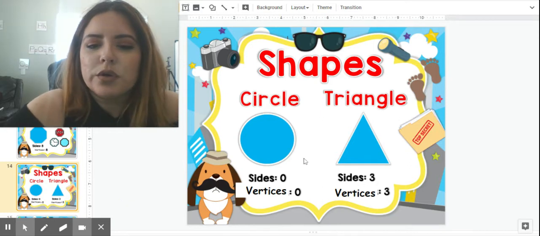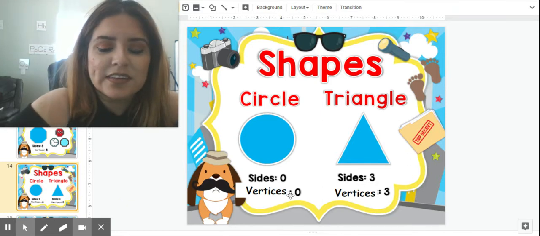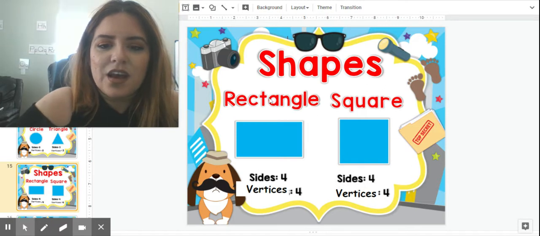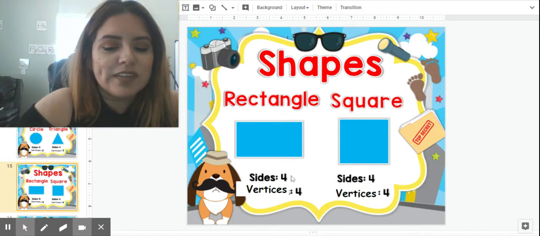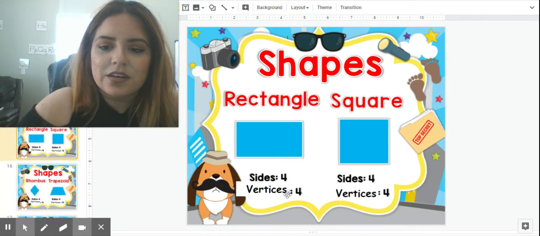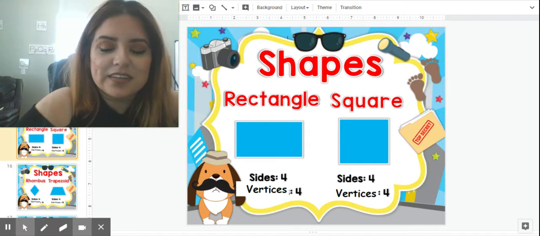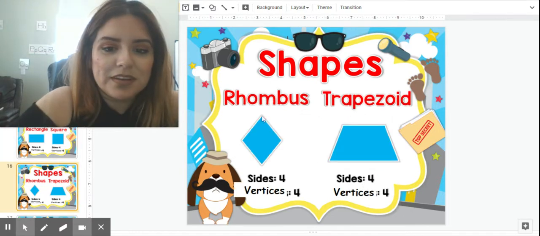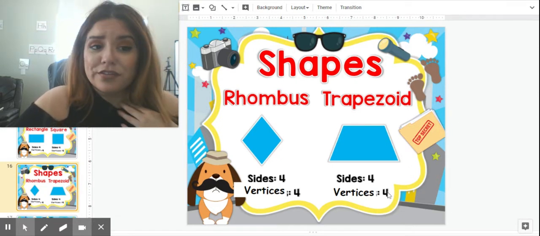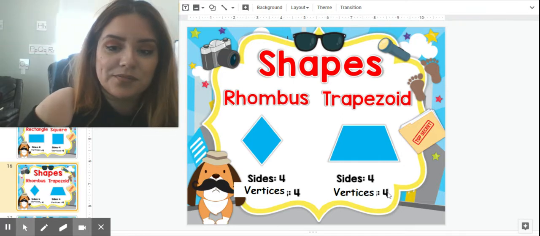So then this is just a quick review. A circle has 0 sides, 0 vertices. A triangle has 3 sides and 3 vertices. A rectangle has 4 sides and 4 vertices. A square has 4 sides and 4 vertices. A rhombus has 4 sides and 4 vertices. A trapezoid has 4 sides and 4 vertices. Oh, there are a lot of shapes with 4 sides and 4 vertices, aren't there?